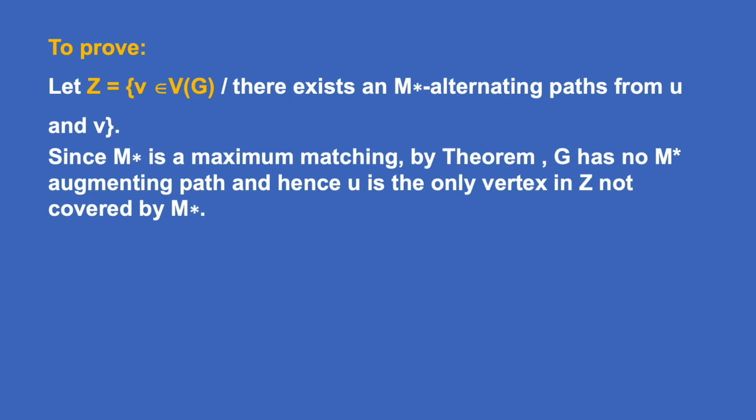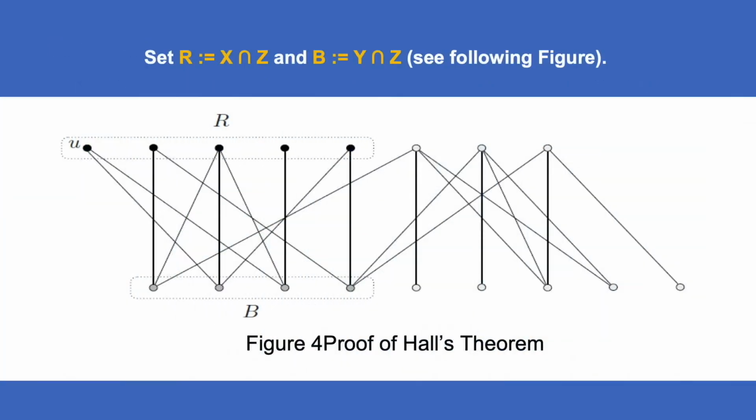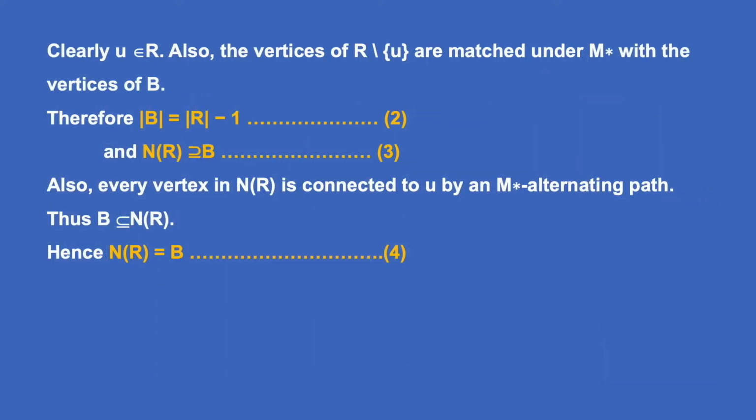Since M star is a maximum matching, by the theorem that we already dealt with, G has no M star augmenting path and hence U is the only vertex in G that is not covered by M star. Set R is equal to X intersection Z and B is equal to Y intersection Z. You can see the figure on the screen. Clearly, U belongs to R. Also, the vertices of R minus U are matched under M star with the vertices of B. Therefore, cardinality of B is equal to cardinality of R minus 1.